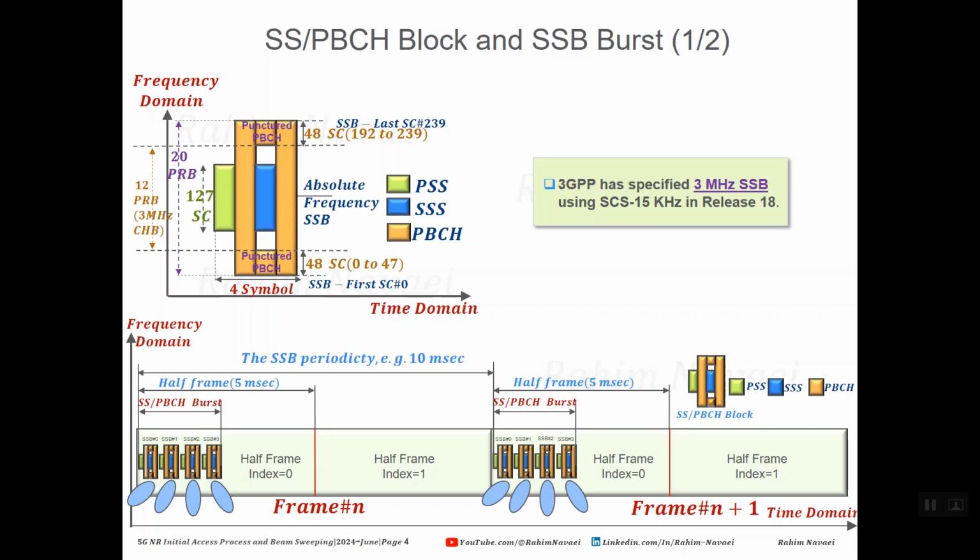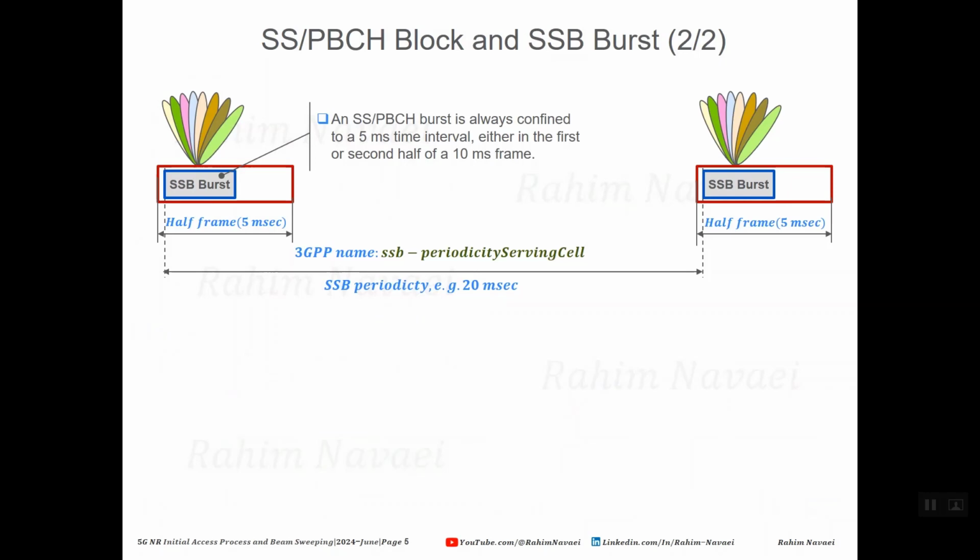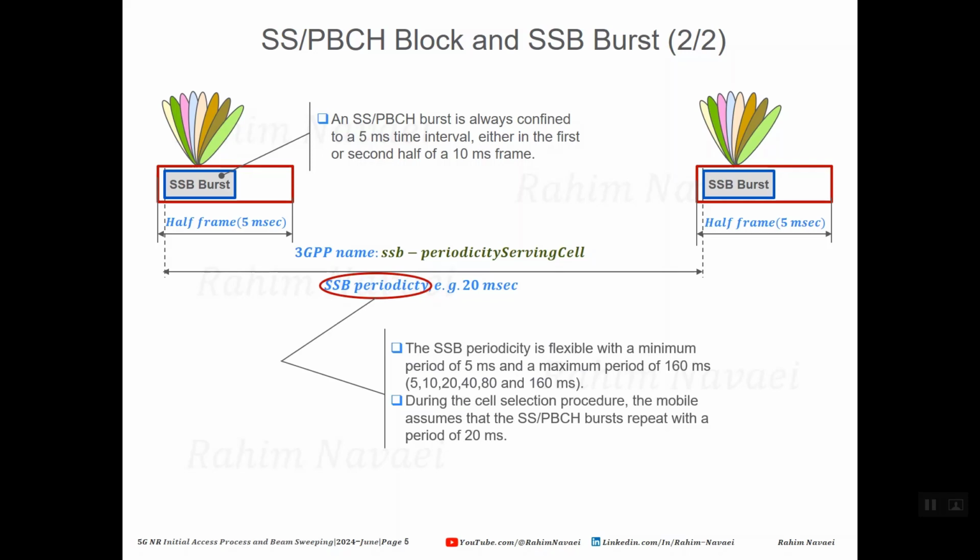The MIB informs the 5G device the periodicity of half frames, the SSB periodicity for reception of SSBs for the serving cell. The SSB periodicity can range from 5 milliseconds to 160 milliseconds, depending on the network configuration. During an initial cell search, the SSB is repeated at least once every 20 milliseconds.